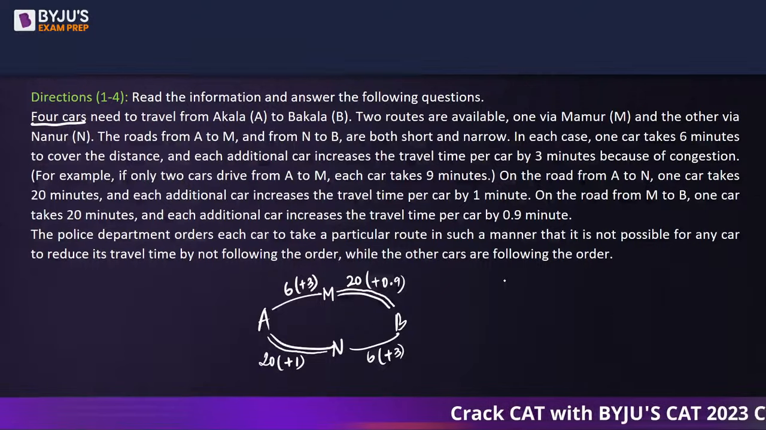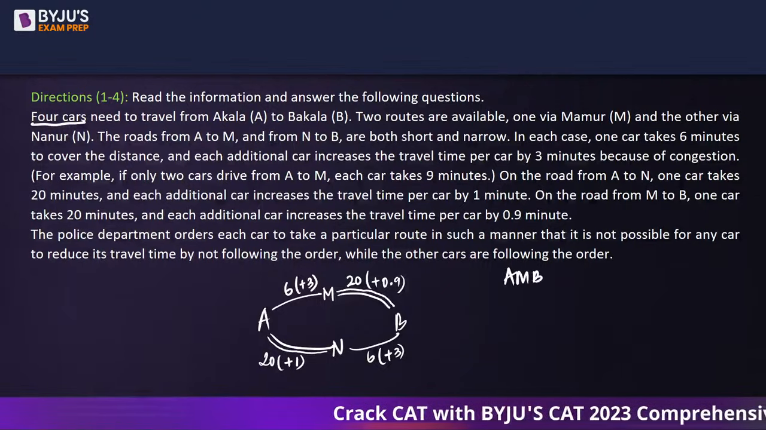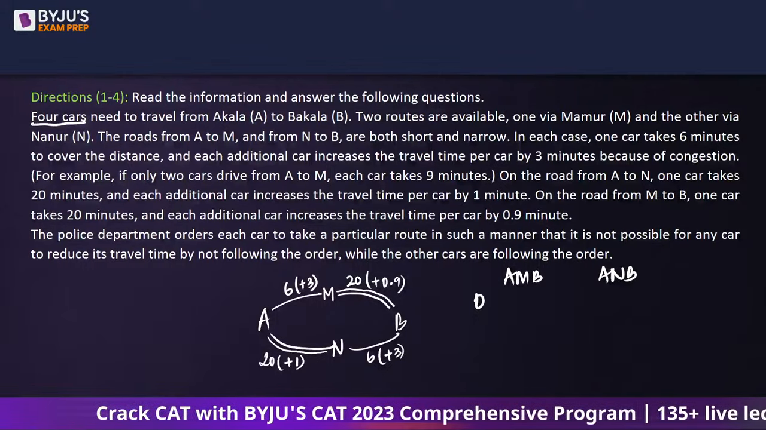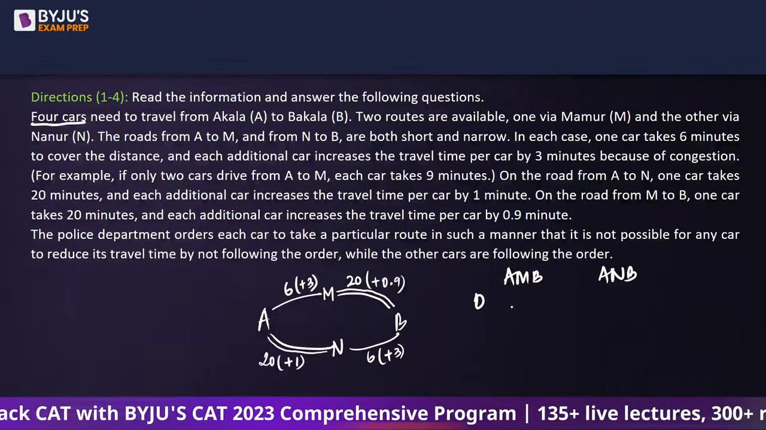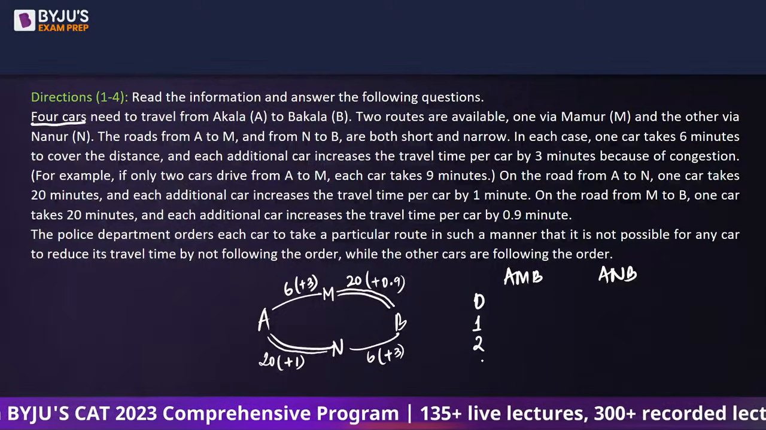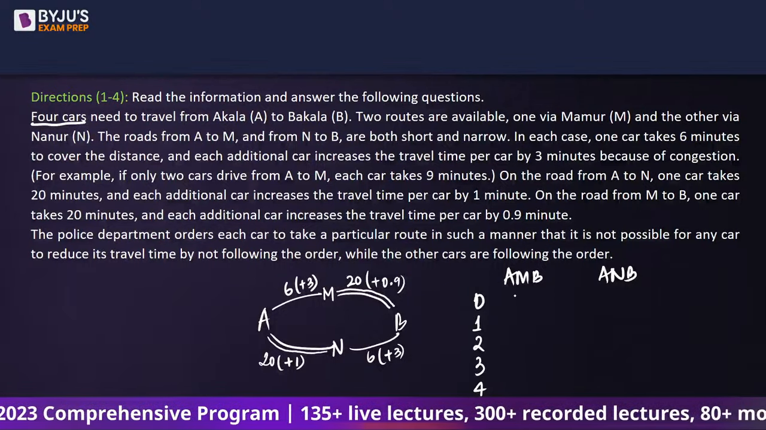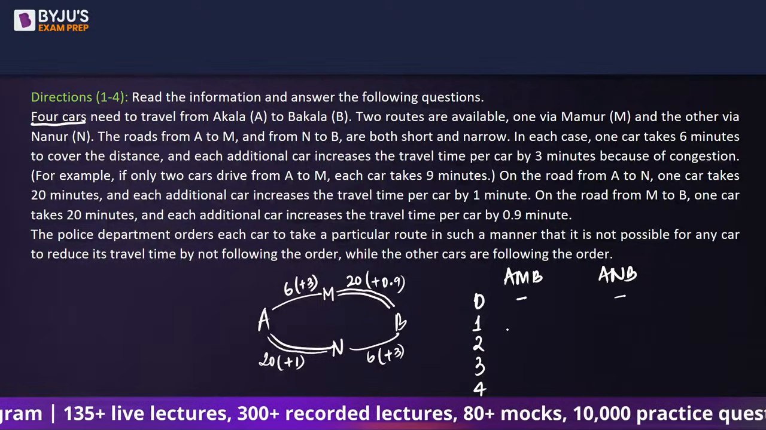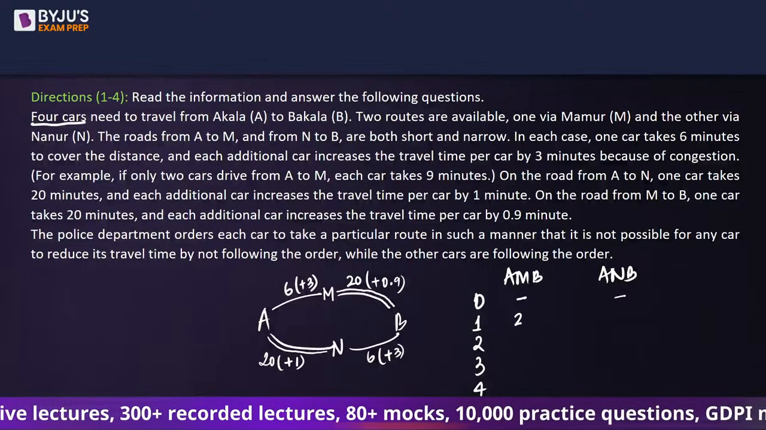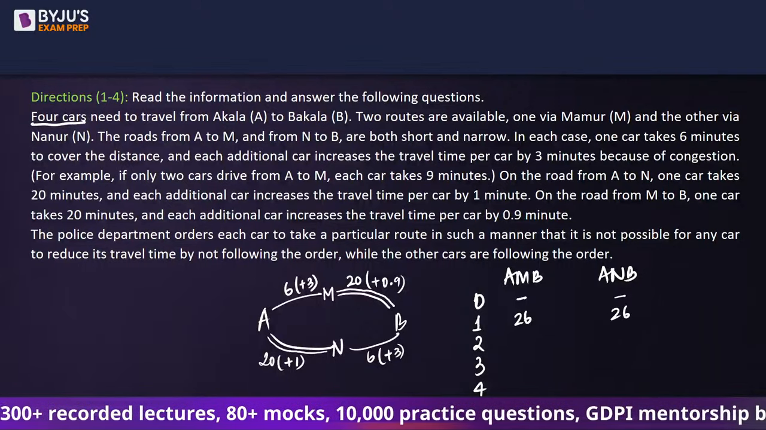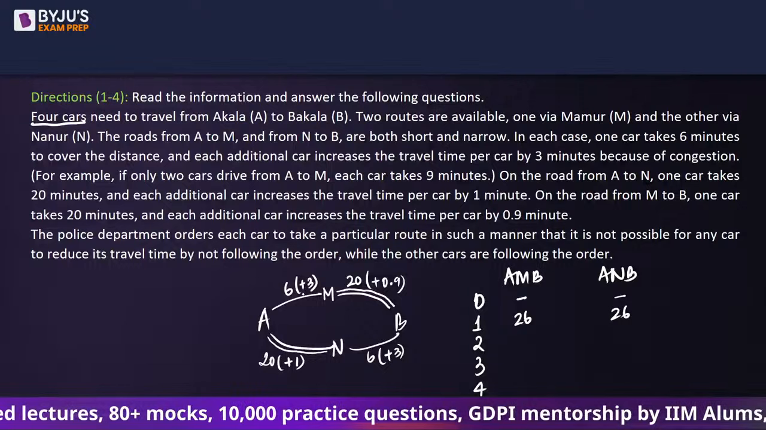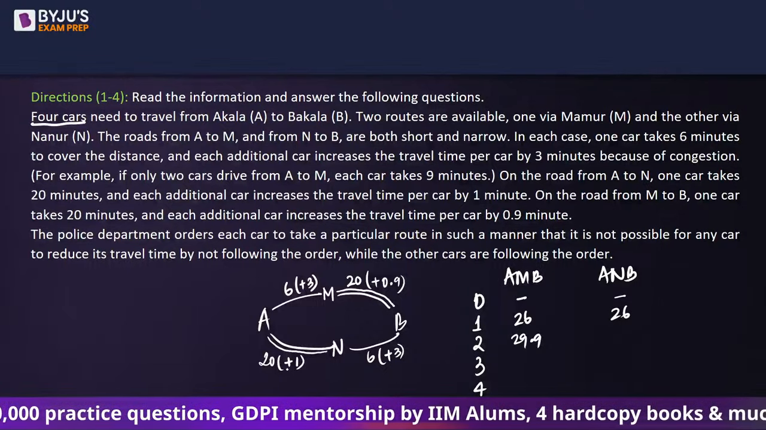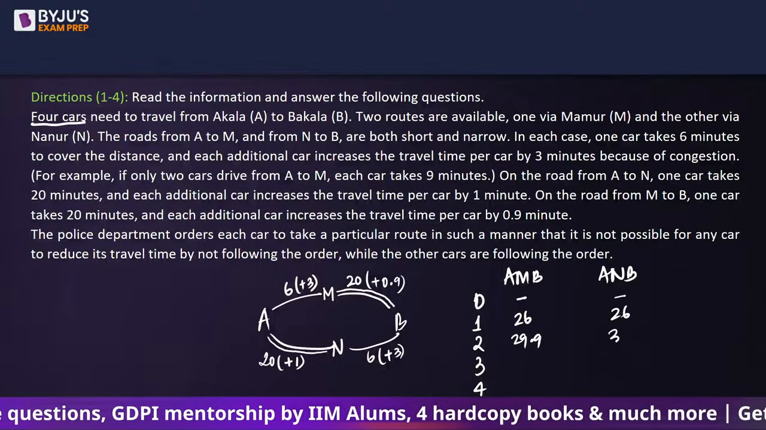So we have the route A, M, B, and we have the route A, N, B. So we have 0 cars here in both, 1 car, 2 cars, 3 cars, 4 cars. If 0 cars go there, they will not take any time. If 1 car goes, A, M, B is going to take 26, and A, N, B also 26. 2 cars on A, M, B will take 9 plus 20.9, so 29.9. A, N, B takes 21 plus 9, 30.